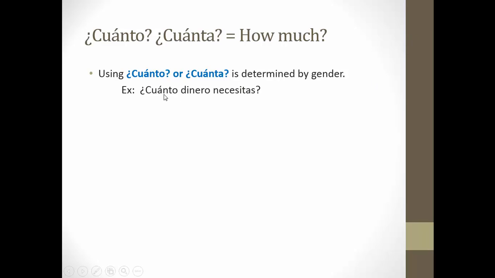First example here, ¿cuánto dinero necesitas? How much money do you need? Okay, you've also seen this combination in this common question. ¿Cuánto cuesta? Okay, how much does something cost? Okay, you've learned that early on in Spanish 1 and Spanish 2. ¿Cuánto cuesta este libro?